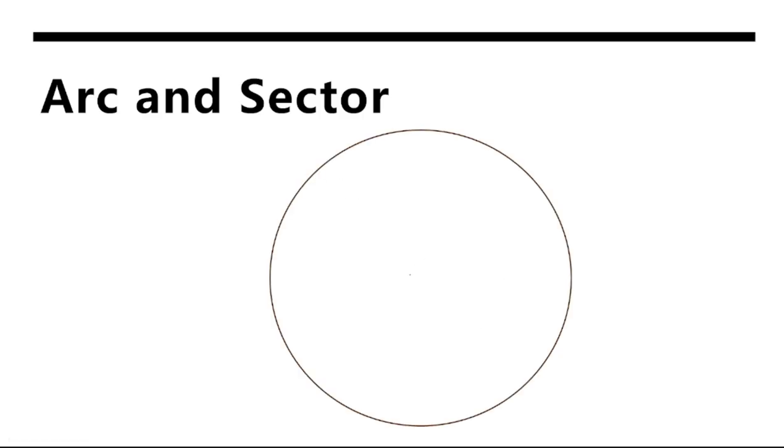We'll have a circle, center here, and radius r. So what is an arc? For example, this is an arc. An arc is a segment on the circumference. For example, we have an arc here, and let's say this is 60 degrees, alright?